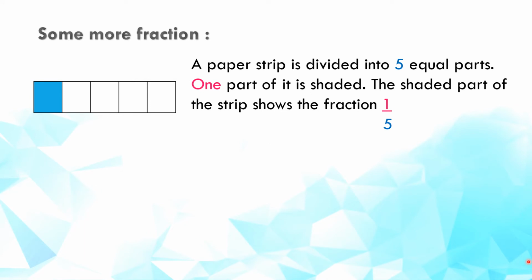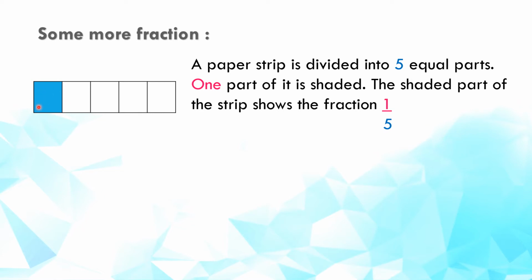Some more fractions. Students, here is one strip which is divided into 5 equal parts and one of its parts is shaded. A paper strip is divided into 5 equal parts. One part of it is shaded. The shaded part of the strip shows the fraction 1 upon 5. So students, here we have 5 equal parts. From this, one part is shaded.